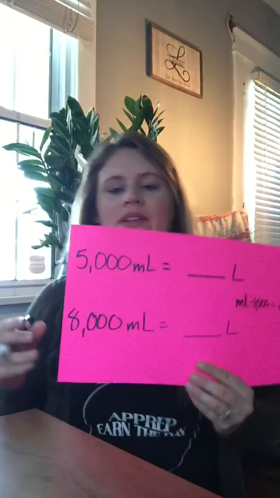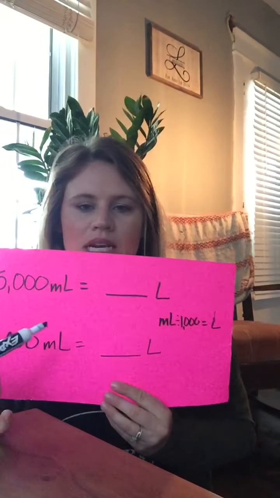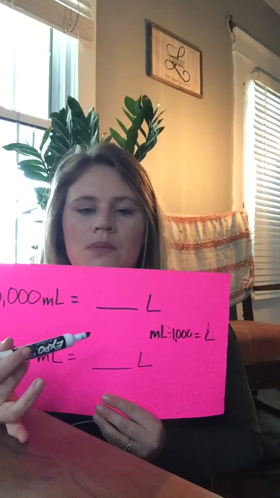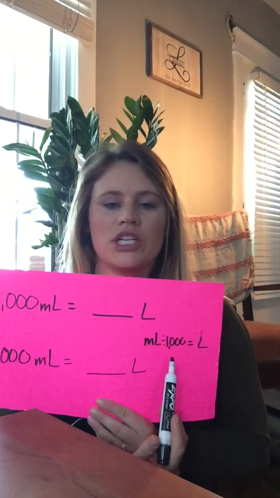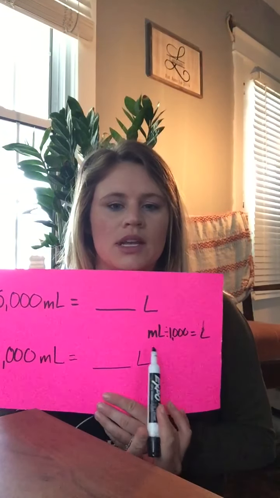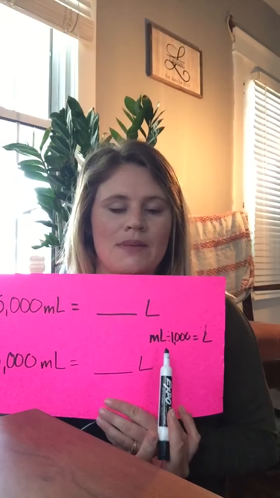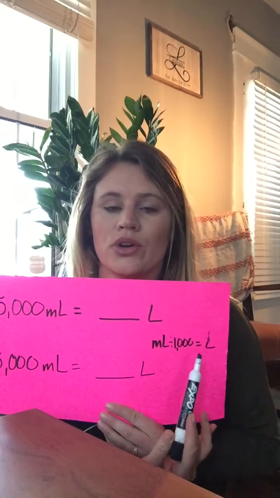Okay, now we have to flip, reverse, and go from the milliliters to liters, which I always think is a little harder to divide than multiply, but I always say if you can multiply, you can definitely divide. So now we're given 5,000 milliliters is equal to how many liters? And I have our equation here, which is milliliters divided by 1,000 is equal to your liters.